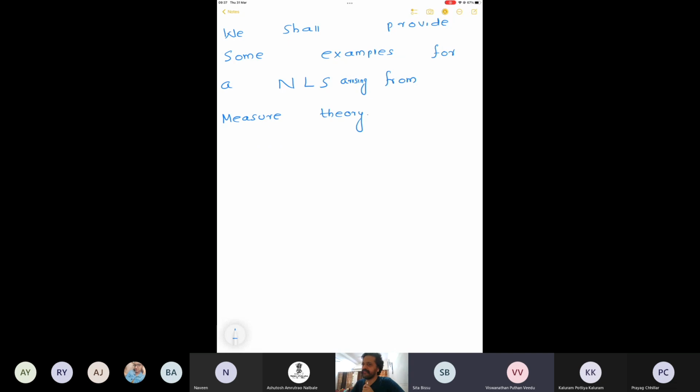Summation of alpha x. Alpha 1 x1 plus alpha 2 x2, plus etc., plus alpha k xk. Yes or no? Yes, sir. That is a linear combination.